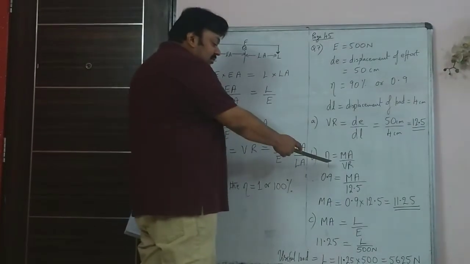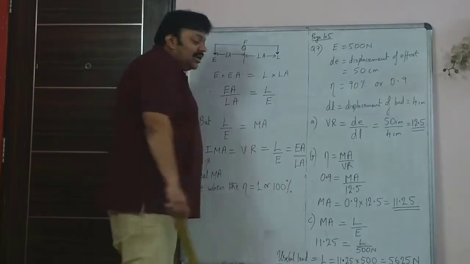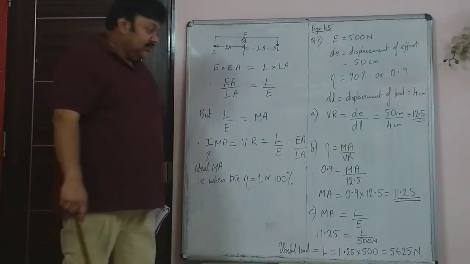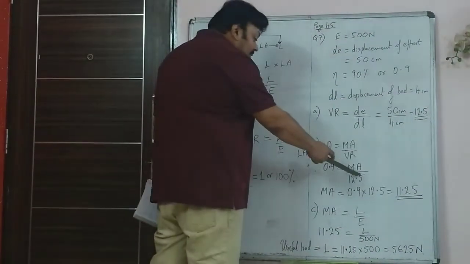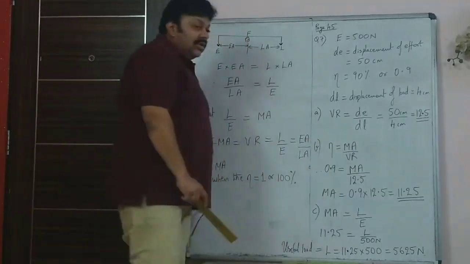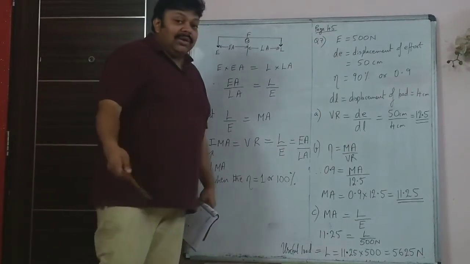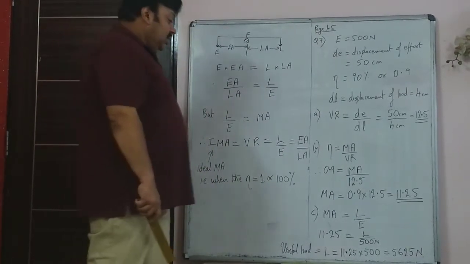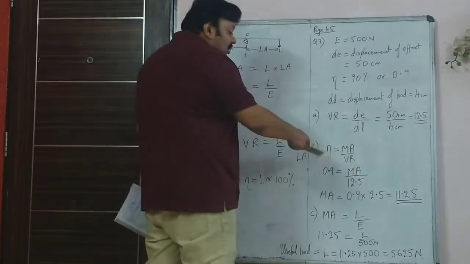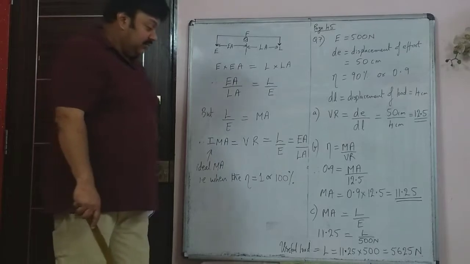So efficiency 0.9 or 90%, you can directly use it as MA upon VR. So MA upon VR is 12.5. So 0.9 into 12.5, that is 11.25. So MA will be 11.25. So that's how you find the MA. You're directly using the formula efficiency is MA upon VR.